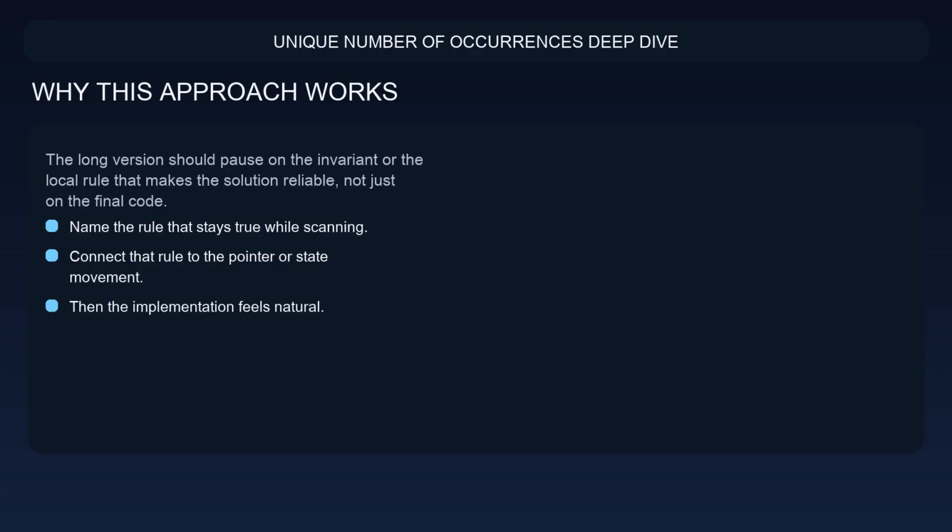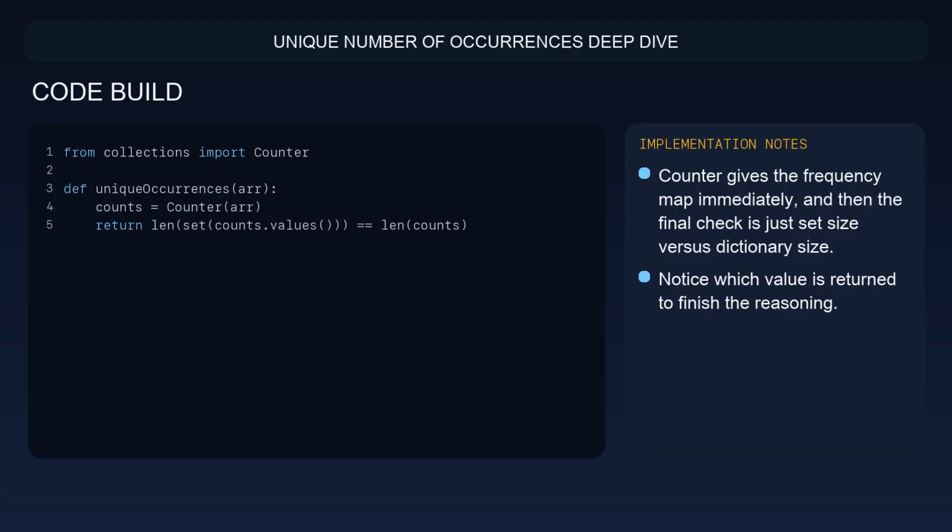It is naming the invariant that makes every local move safe. The long version should pause on the invariant or the local rule that makes the solution reliable, not just on the final code. So in practice, name the rule that stays true while scanning. Connect that rule to the pointer or state movement, and then the implementation feels natural. Counter gives the frequency map immediately, and then the final check is just set size versus dictionary size.